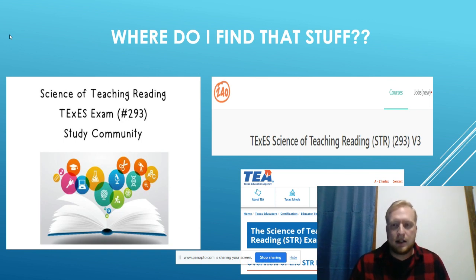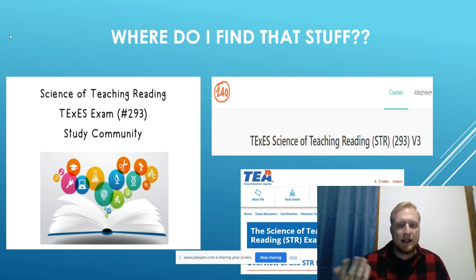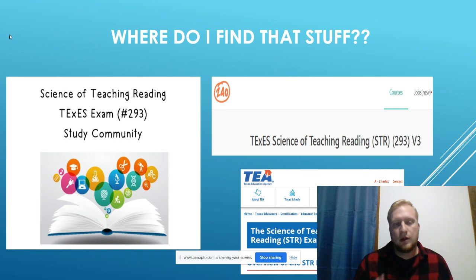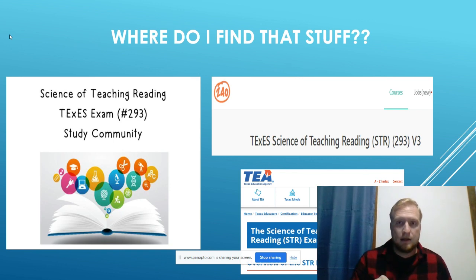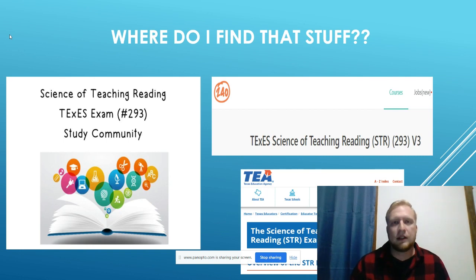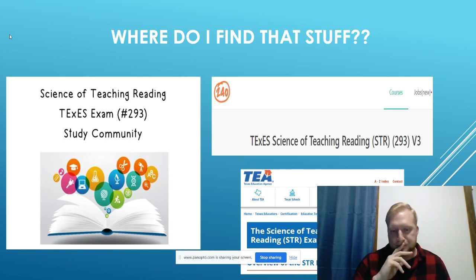240 also has the STR available. 240 personally doesn't help me as much as the Canvas community, but that's a personal preference. I'm not saying it's not good. Also, TEA is really nice because it tells you everything you're going to be tested over. So between these three items, the only thing you're not going to know is the exact question they're going to ask, but you're going to know the answer to the questions.